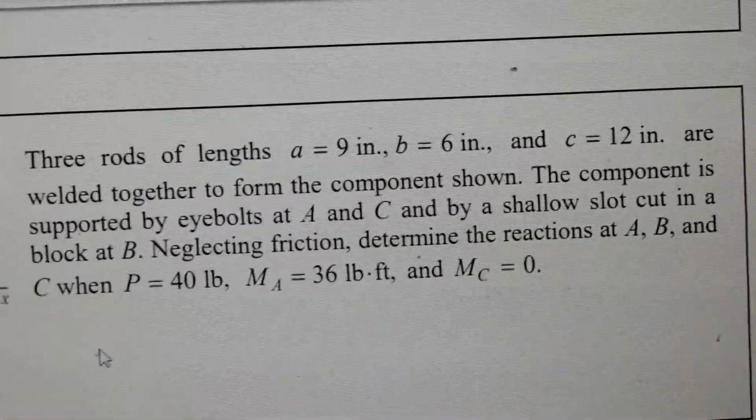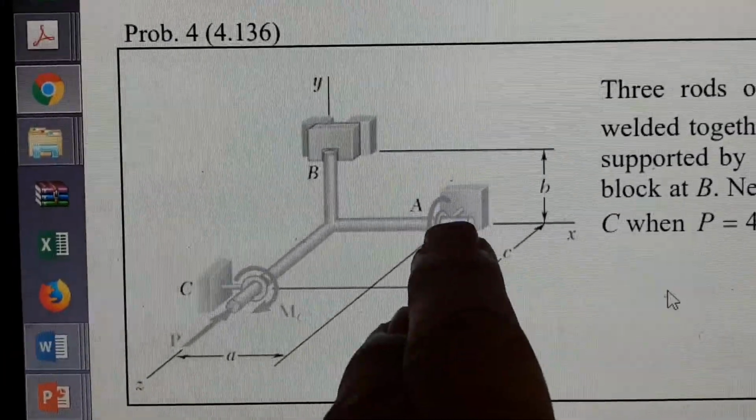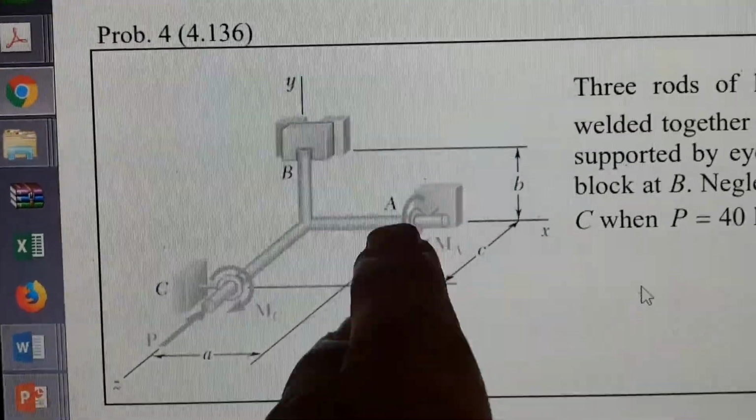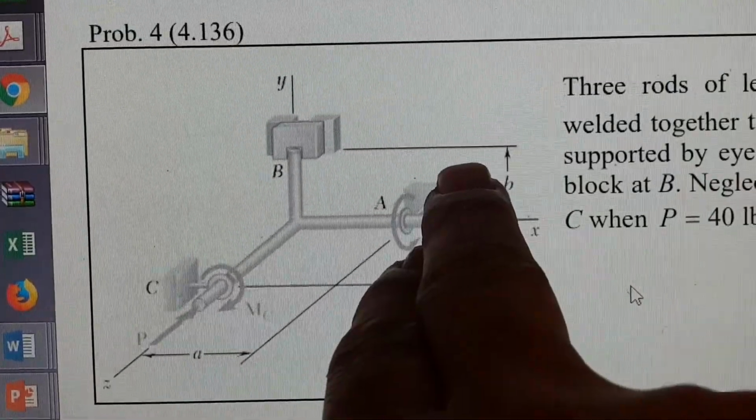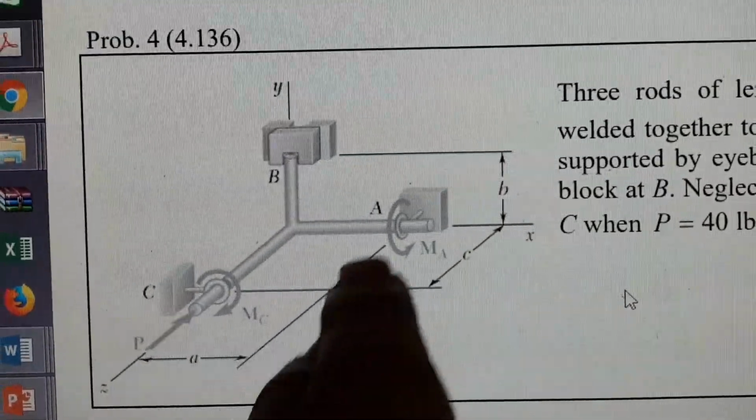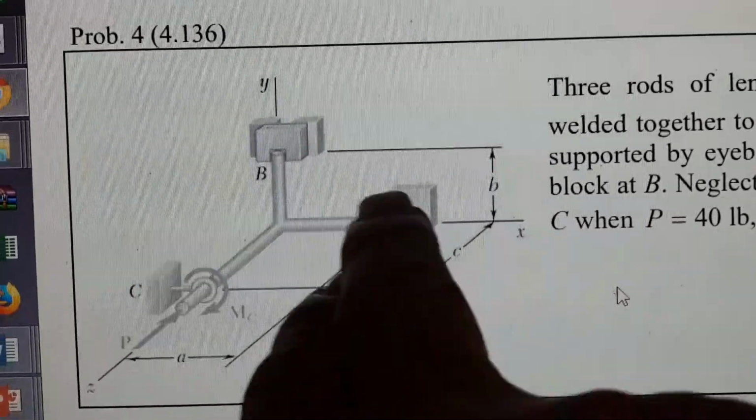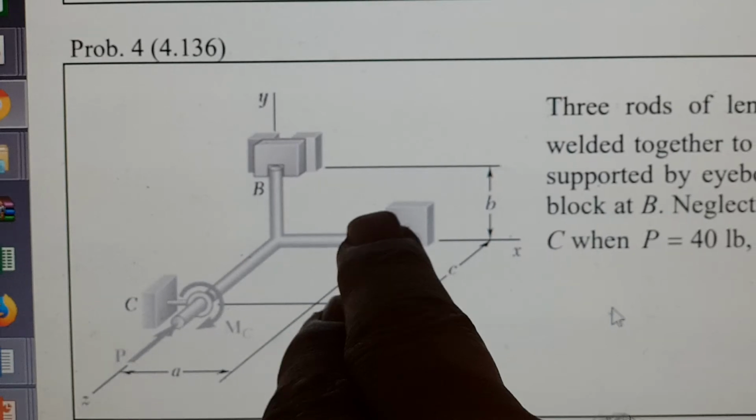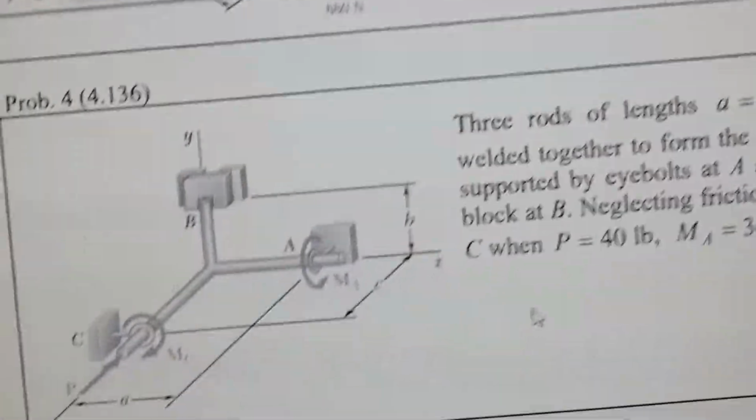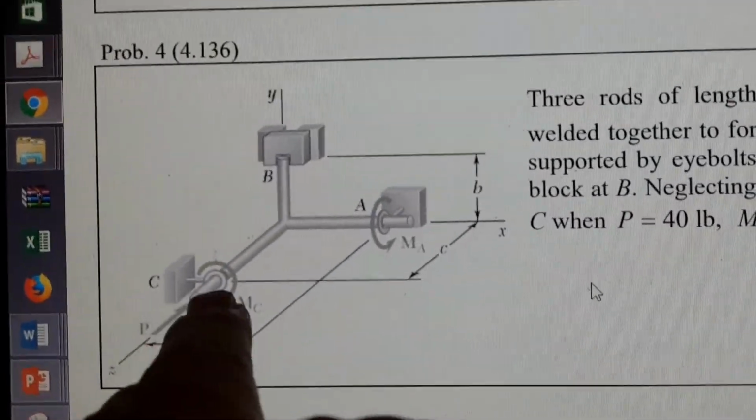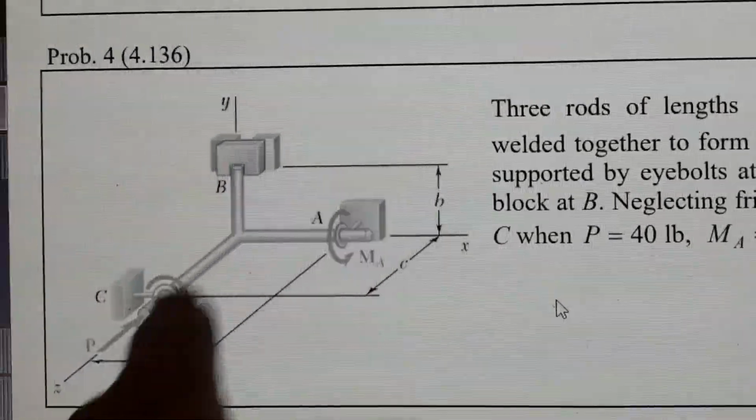The component is supported by eye bolts at A and C. An eye bolt in the x-axis prevents motion in the Z and in the Y, so there is a reaction in the Z and a reaction in the Y. At C, it's a bolt, so there is prevention in the X and prevention in the Y, but it is allowed to move in the Z.